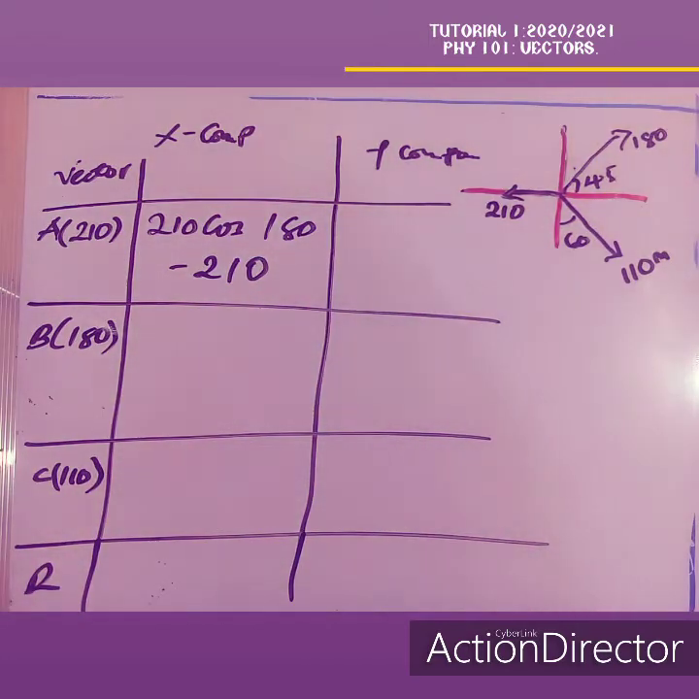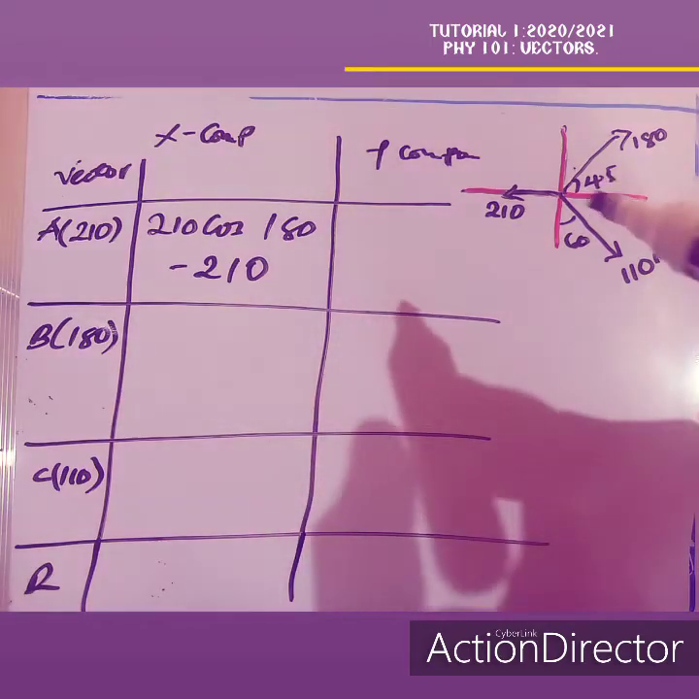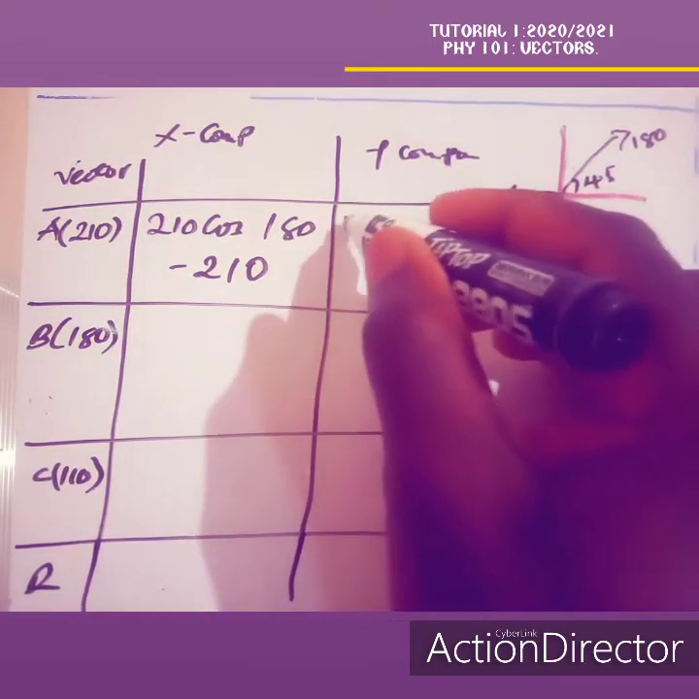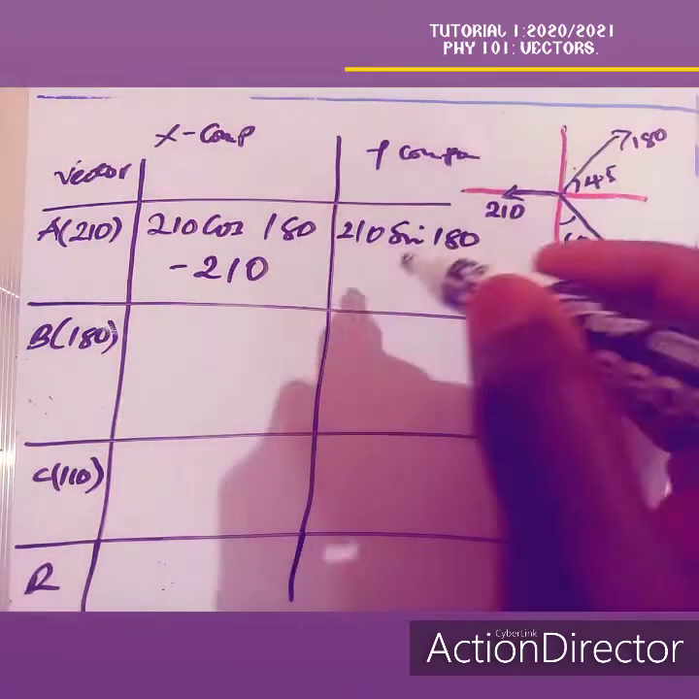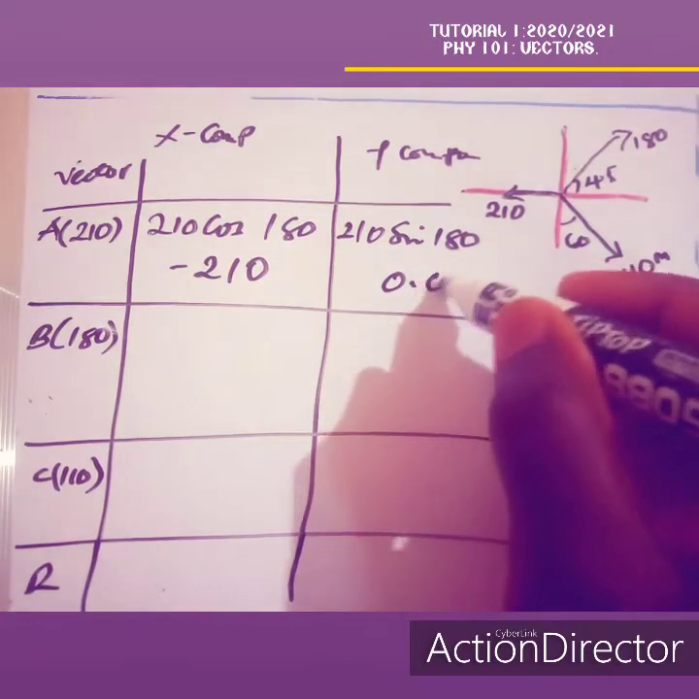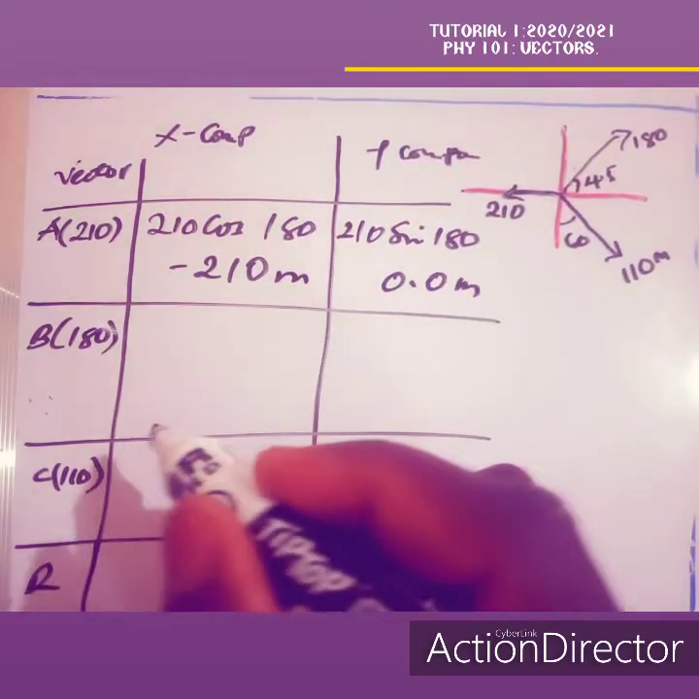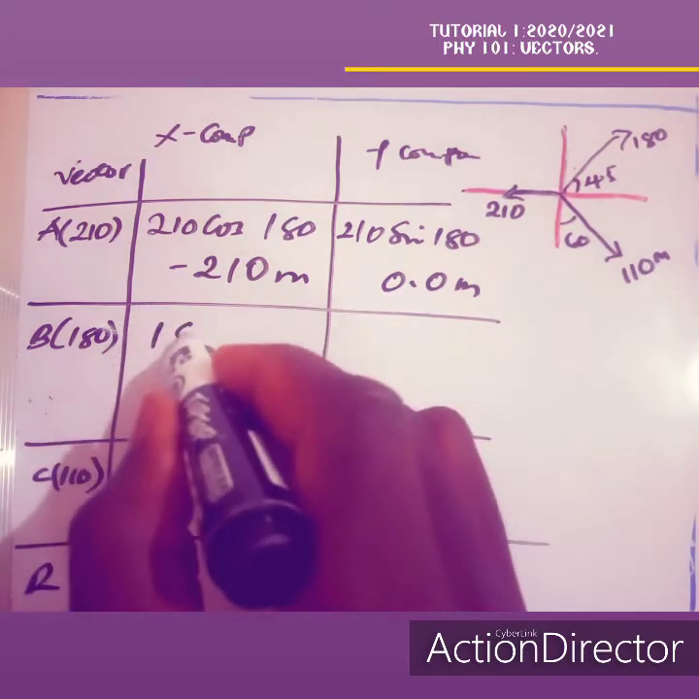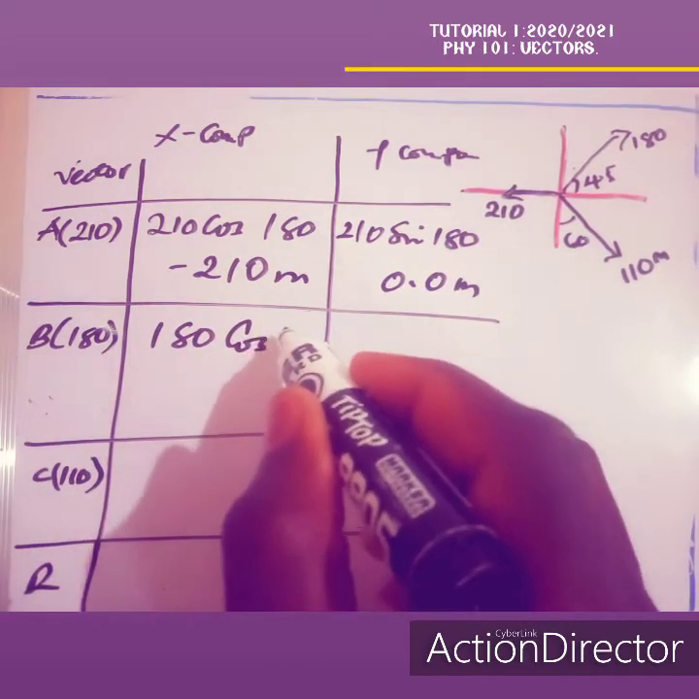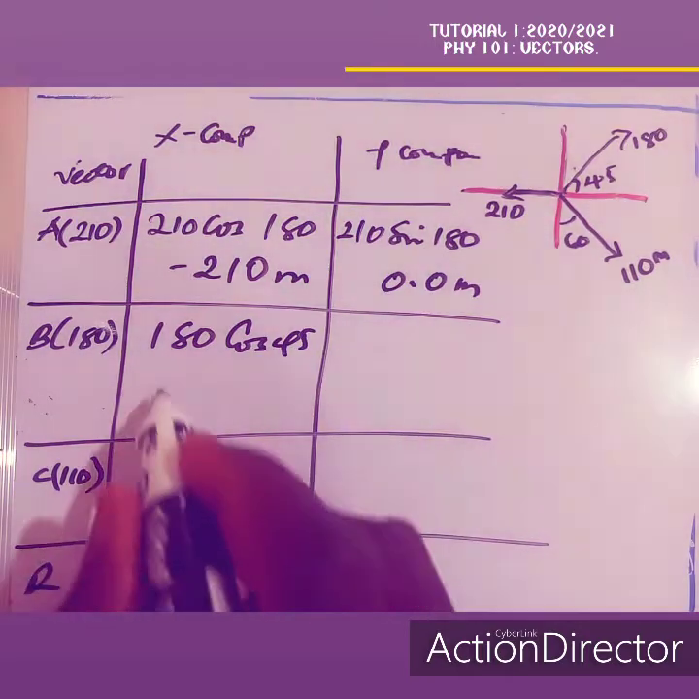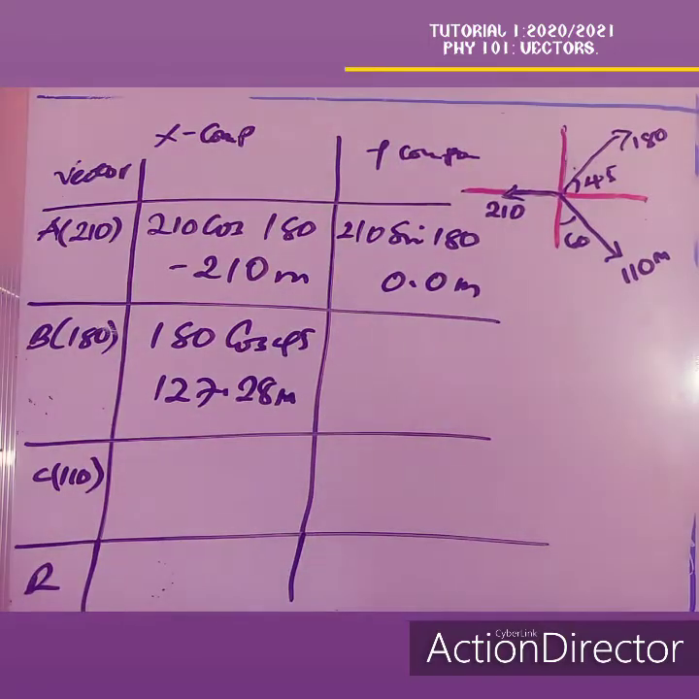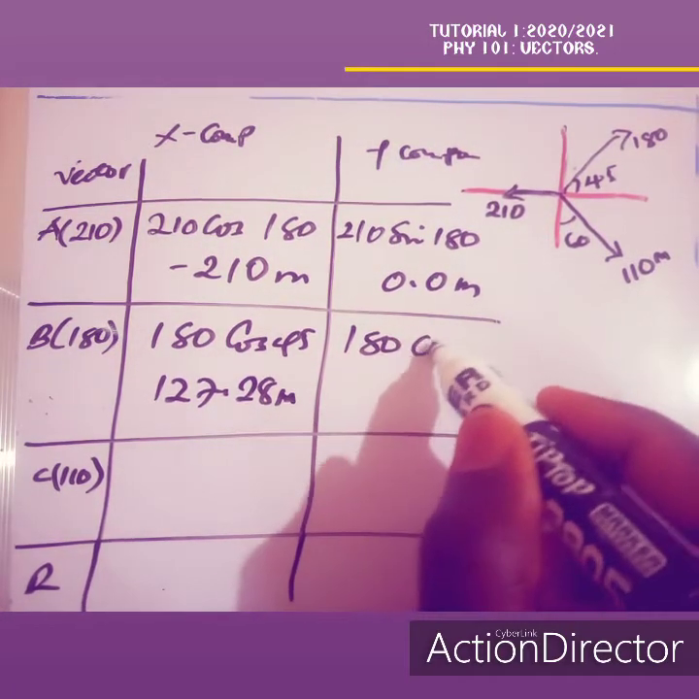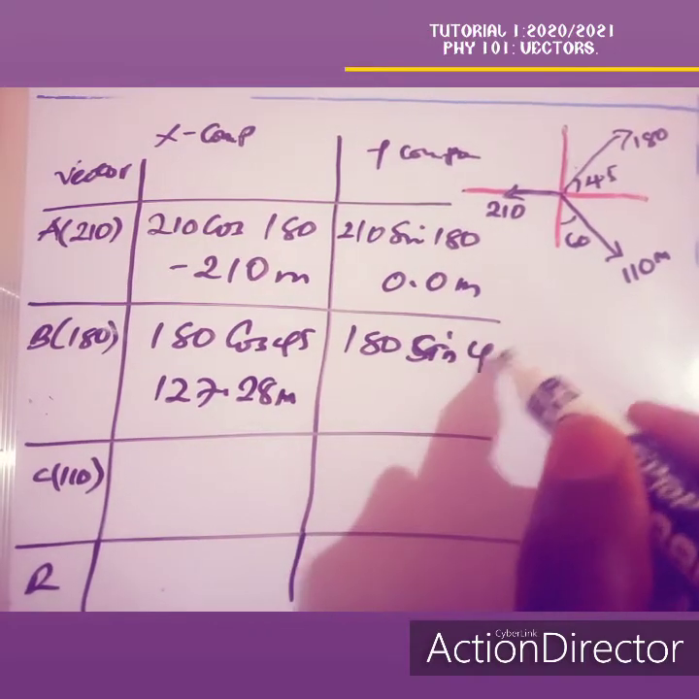Because we know that cos of 180 is minus 1. Then on the y we have 210 sine 180, that's the angle. So sine of 180 is 0, so everything will become 0 meters. Then this one here we have 180 cos the angle, which is 45, so that will give us 127.28 meters. Then the other one is 180 sine 45, sorry for that.